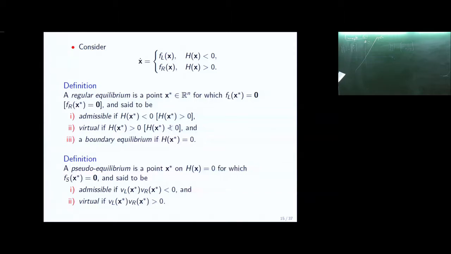What do we do? We'll need to figure out the sliding vector field Fs, and we've got a formula for that. Fs involves VL and VR. We need to compute VL and VR, and those are given in terms of H. So what is H?